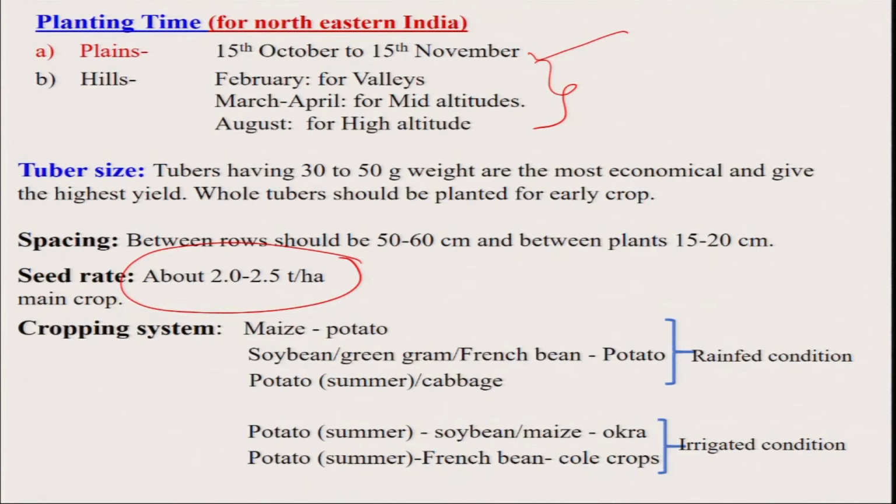For the cropping system, whenever we grow this type of high value crop, maybe potato, we grow it along with some leguminous crops, maybe soybean, green gram and others, so that there will be nitrogen fixation. Soil fertility restoration is very important in organic farming. We have to always try to promote different types of legumes.